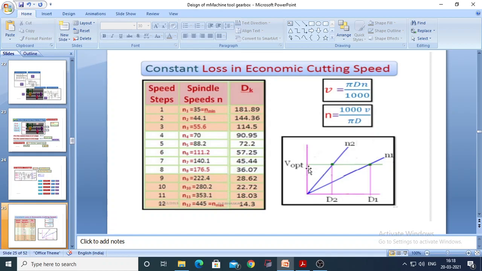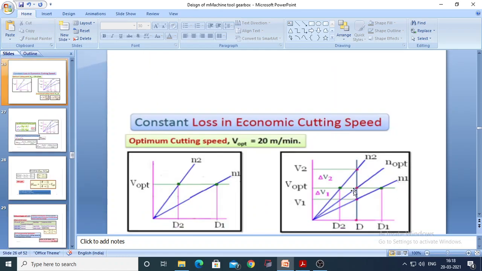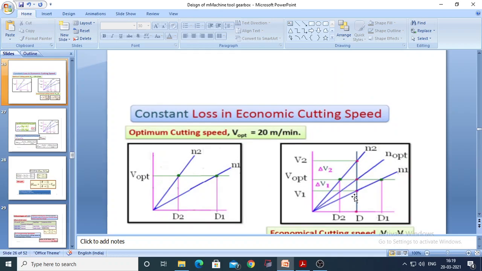and V optimum is given. This is the optimum cutting speed. If you want the spindle speed corresponding to that optimum cutting speed, how do we calculate it? N optimum is equal to 1000 V optimum divided by pi d. Here we assume that this optimum spindle speed is N optimum.